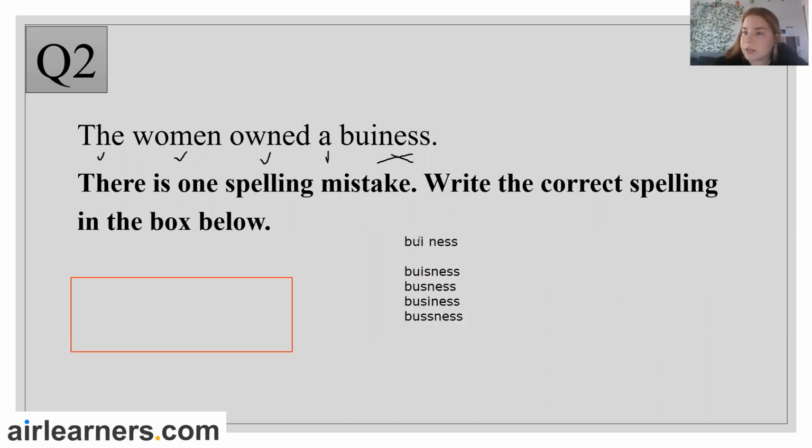So now let's go through each possible spelling and we'll try and identify whether or not it's correct. So business, maybe. Busness, no. Business, yes. And then also busness, no. Because we need our I in there. So the correct spelling is the third one there. And we'll write that in here. Business.